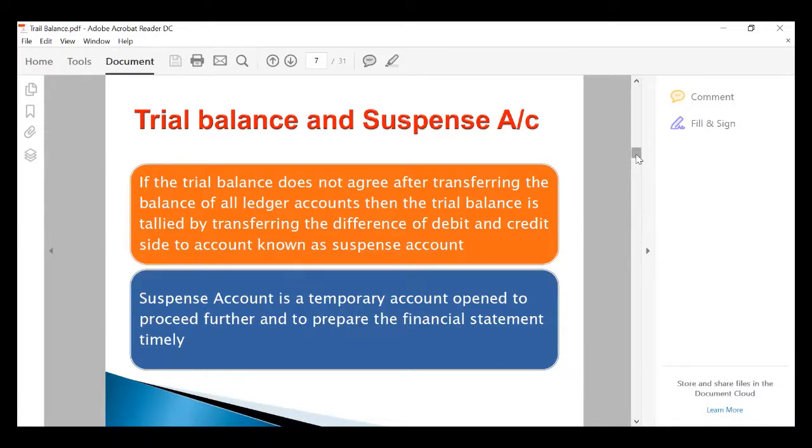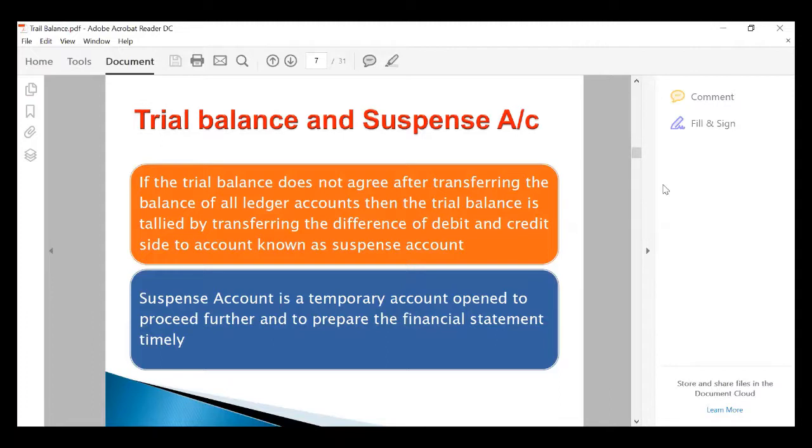If the trial balance does not agree or does not tally after transferring the balance of all ledger accounts, then the trial balance is tallied by transferring the difference between the debit and credit sides. That means if something is not tallied, we will transfer those entries to a suspense account. Suspense account is a temporary account opened to proceed further and to prepare the financial statements on time.